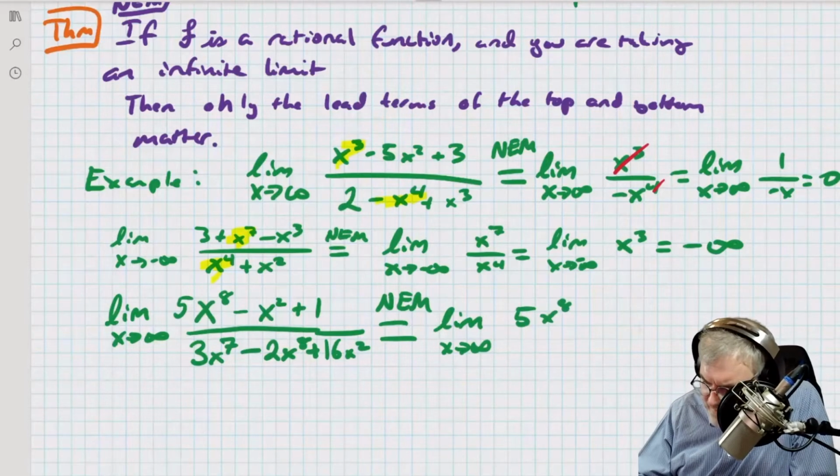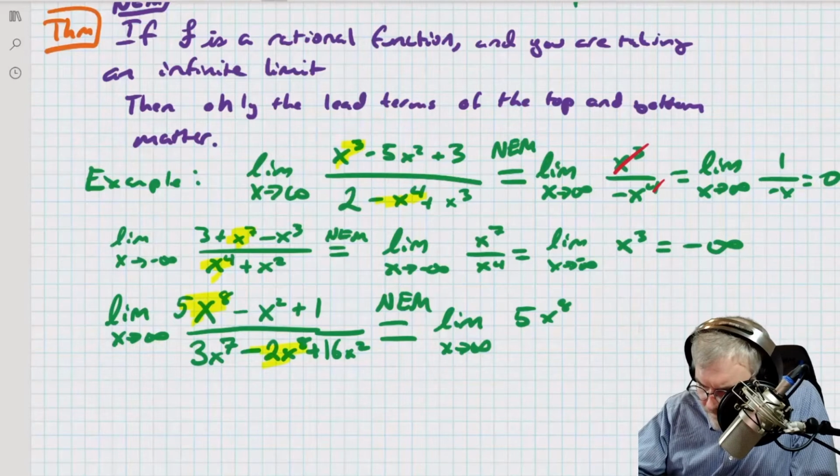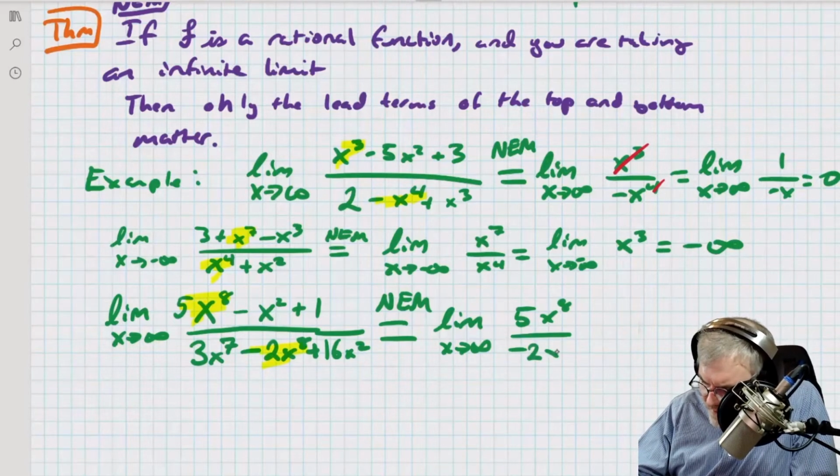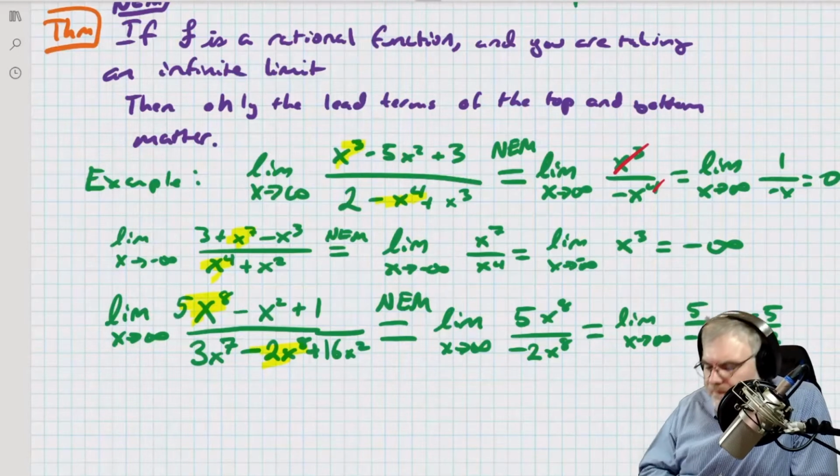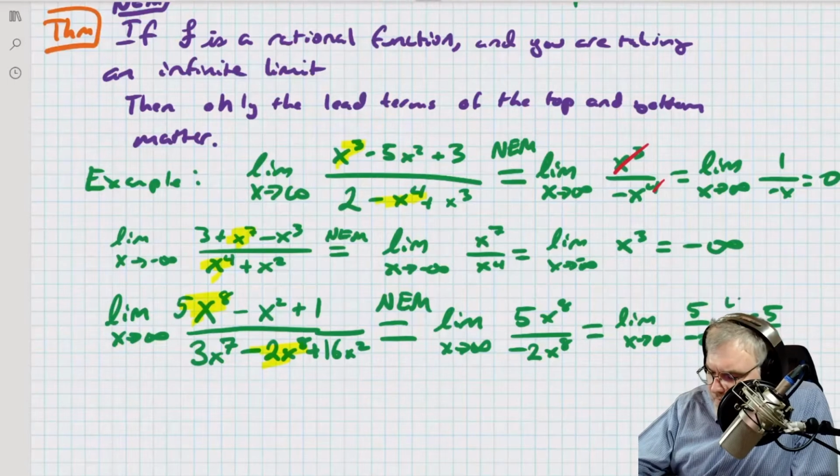5x to the 8th, right? That's my top term, and that's my top term, over negative 2x to the 8th. The x to the 8ths are going to cancel, and I'm going to wind up with the limit as x goes to infinity of 5 over negative 2, which equals negative 5 over 2. Right? Because this is the limit of a constant.